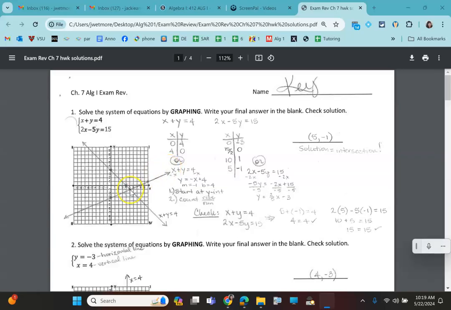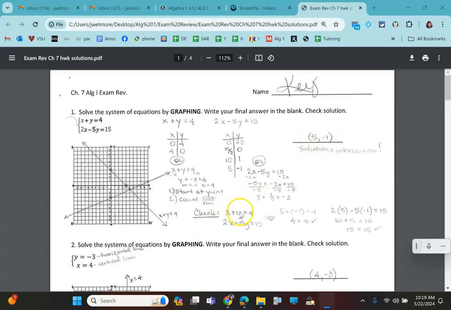So this one point of intersection right here, (5, negative 1), is my solution, because remember, solution equals intersection. You also could check this. Now, don't check it while you're working the problem. If you have extra time at the end of your exam, then go back and check. To check this, I would put 5 in for x and 1 in for y. I'm sorry, negative 1 in for y, because that was the solution we got, right?